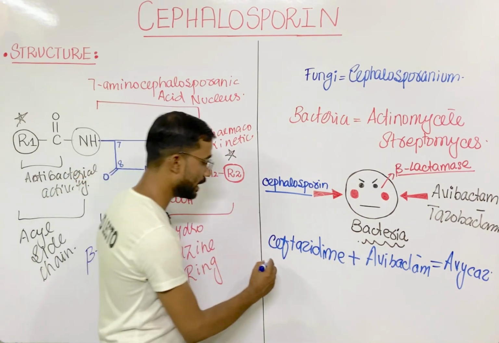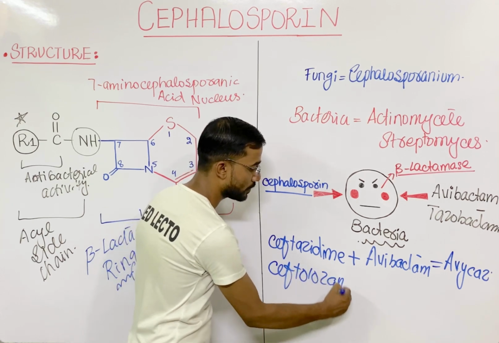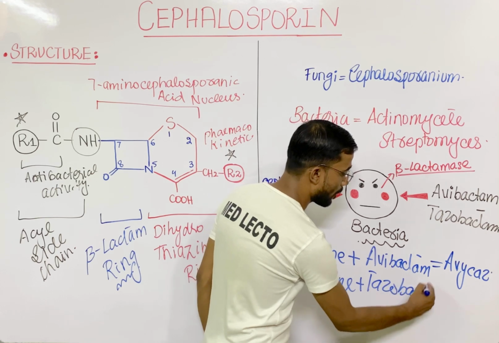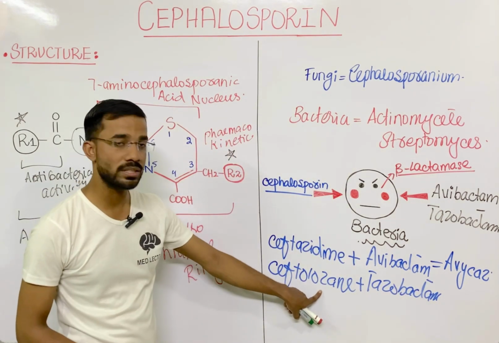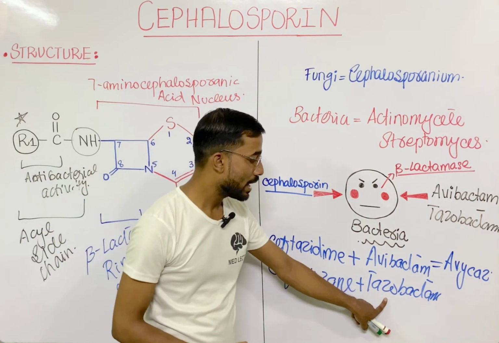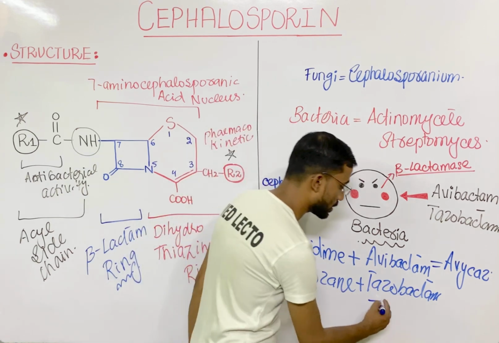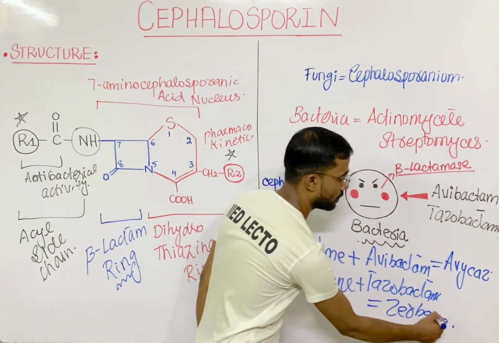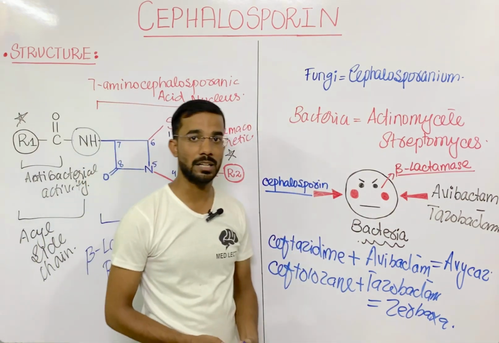Similarly, with the cephalosporin we add tazobactam. Again, the cephalosporin is the antibiotic and tazobactam is the beta-lactamase inhibitor, and its brand name is Zerbaxa. That is the major concept behind the antibiotic and the beta-lactamase inhibitor.